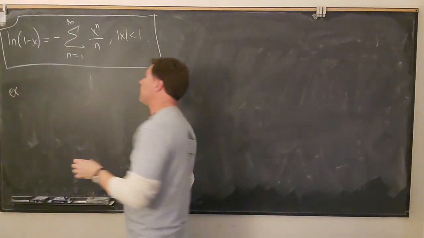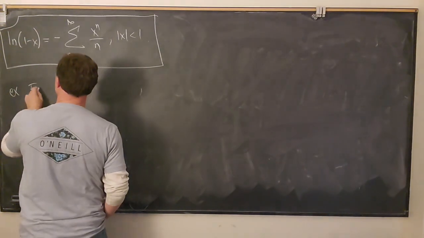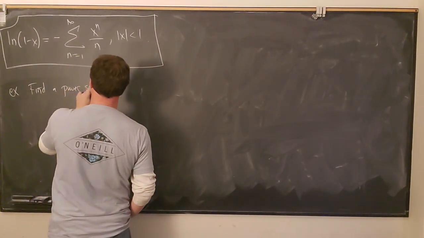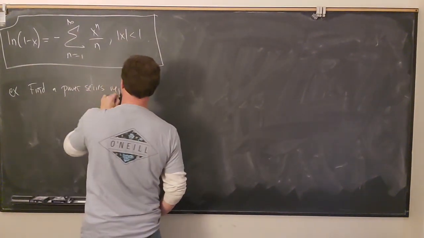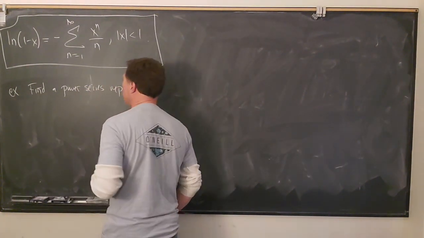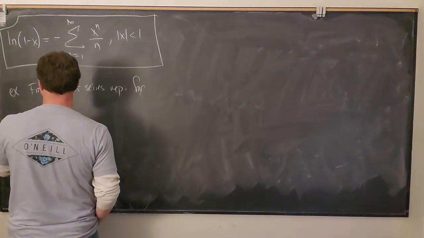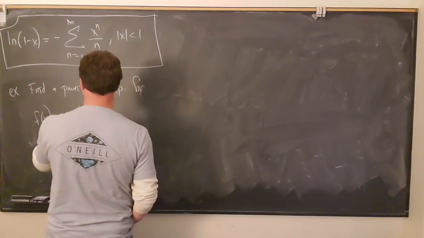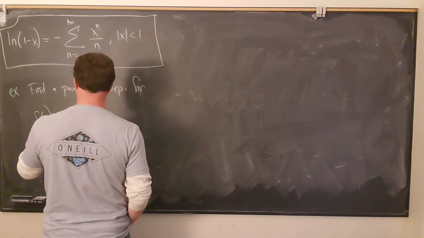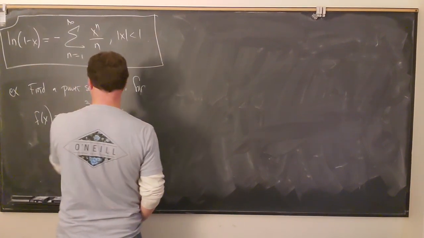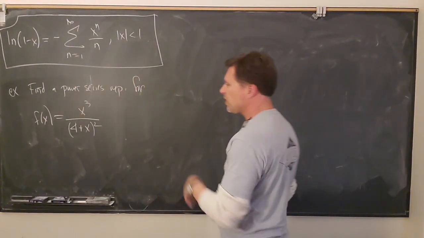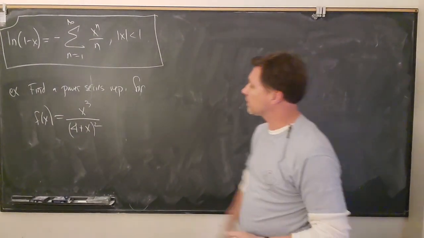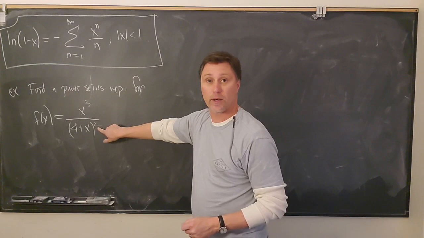Okay, for our next example, let's find a power series representation for the function f of x equals x cubed over 4 plus x quantity squared. This function looks kind of geometric-ish. The difference is that I've got a power of 2 down here.